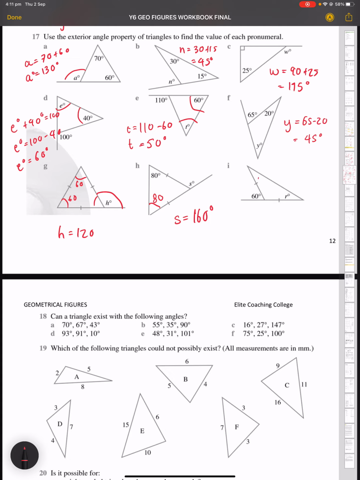And this is R degrees. R degrees plus R degrees is equal to 60. So 2 times R degrees equal to 60. R degrees equal to 30 degrees.